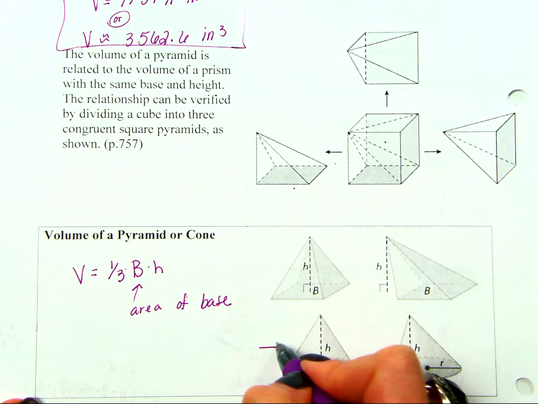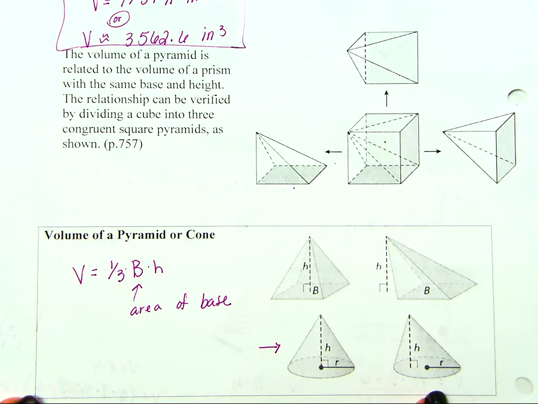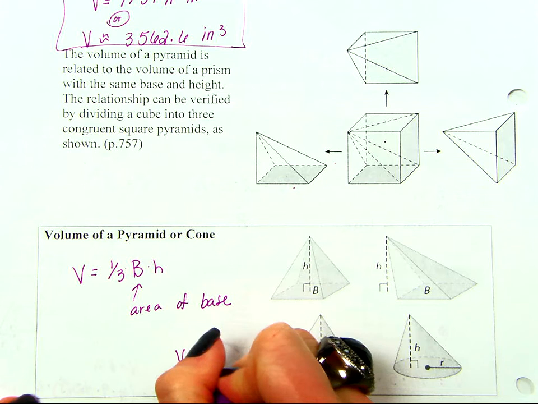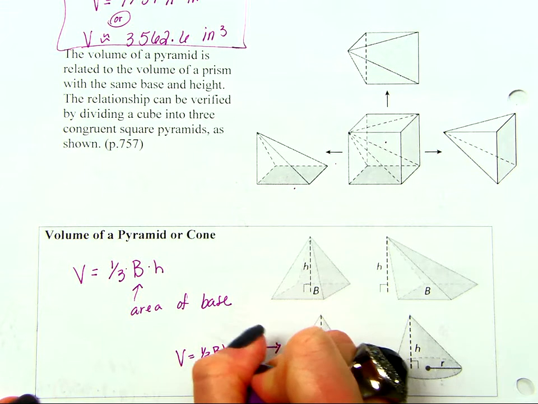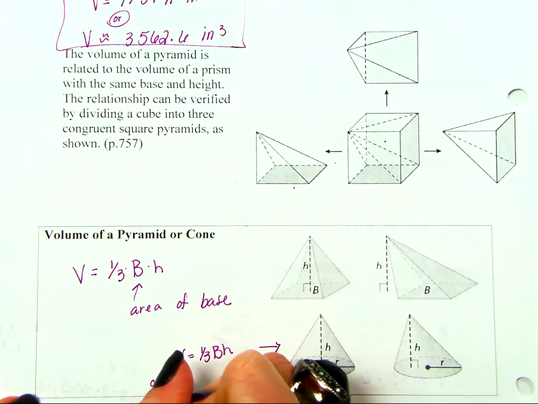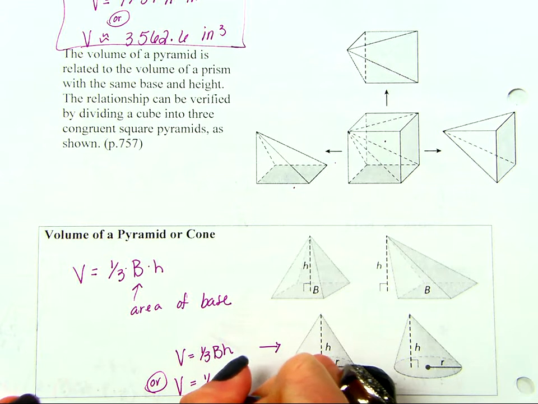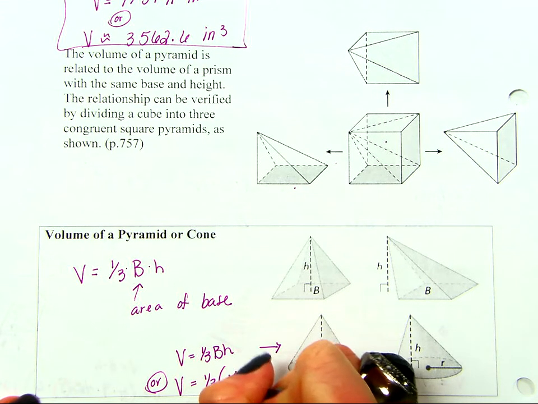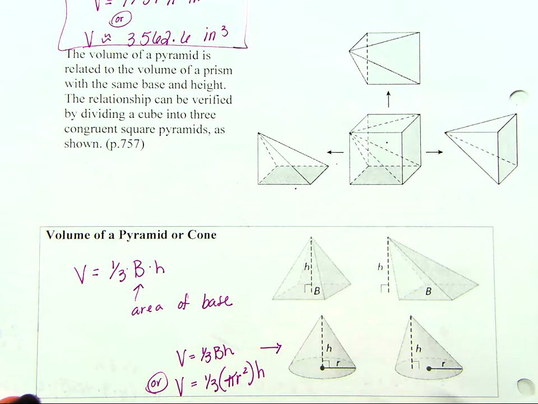If we had a cone, same thing, it's going to hold 1/3 of the amount, and so it's still 1/3 capital BH. Or we know that our base is a circle, and so we can refer to that as 1/3 pi r squared h.